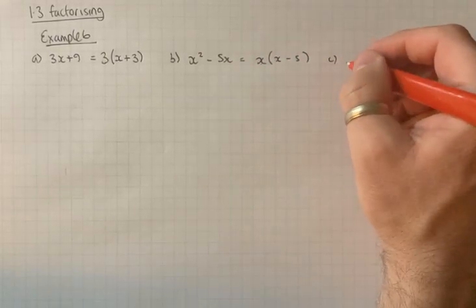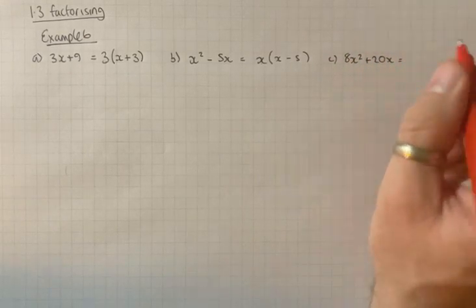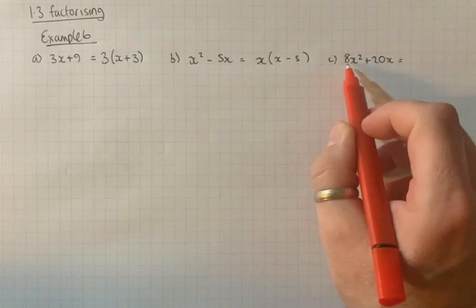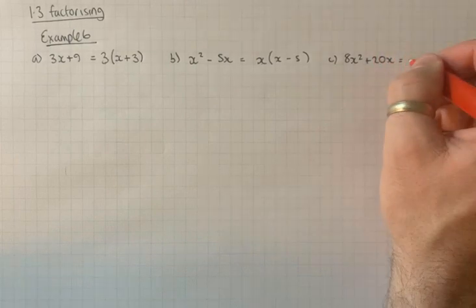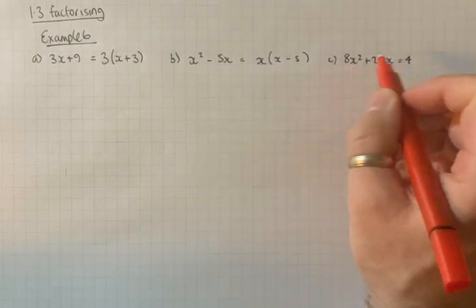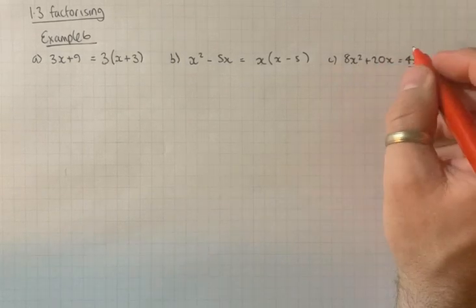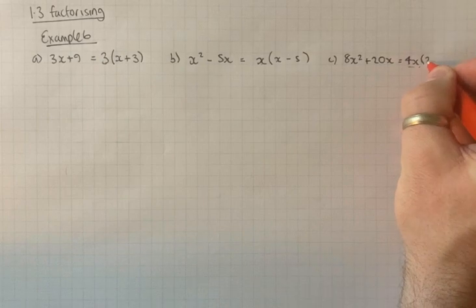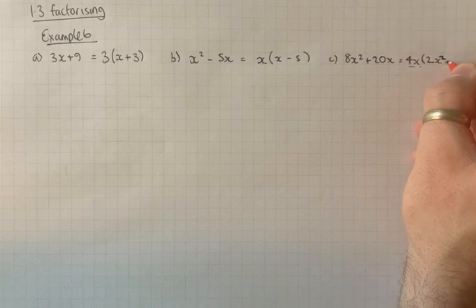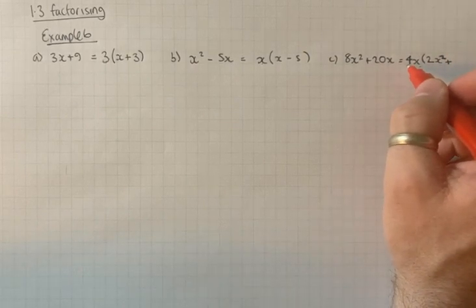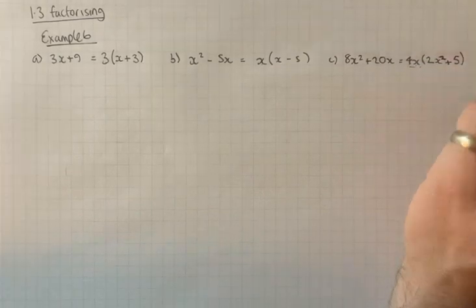C, 8x squared plus 20x. So we'll first look at the coefficients, 8 and 20. The highest common factor of those is 4. It's the biggest number that fits into both. x squared and x, well, x fits into them both. And then what times 4x to get 8x squared? Well, 4 times 2 is 8. x times x is x squared. What times 4 to get 20? 5. What times x to get x? Well, just 1, so I'll just leave it.